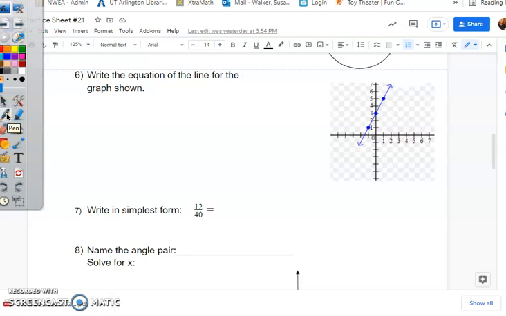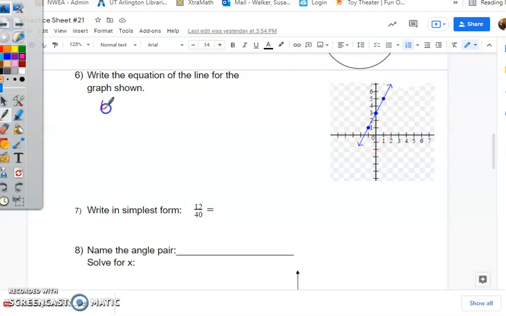Hello everyone, we are going to finish up practice sheet number 21. On number 6 it says write the equation of the line for the graph shown. I want you to look over here and hopefully there's something that you can tell about this graph immediately. What is it that you can tell about the graph? Hopefully you know it does not go through 0, 0.